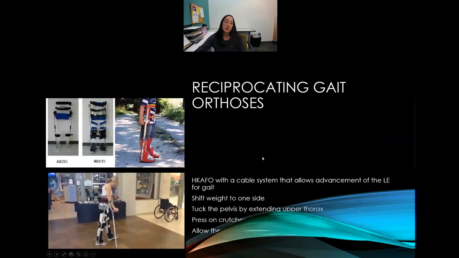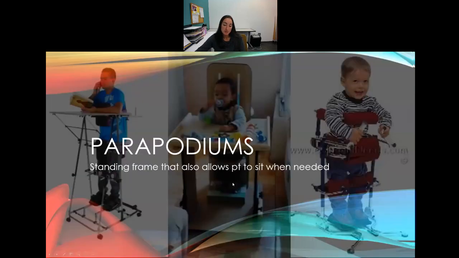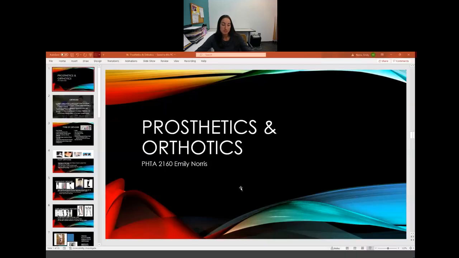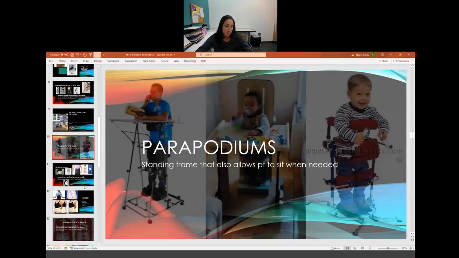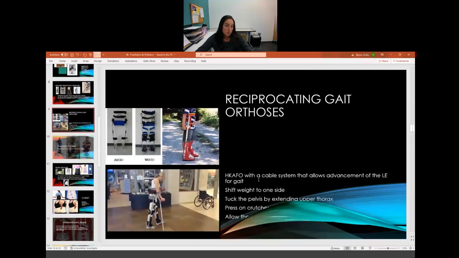Reciprocating gait orthosis. I need to move the words up so we can see them. Sorry about that.